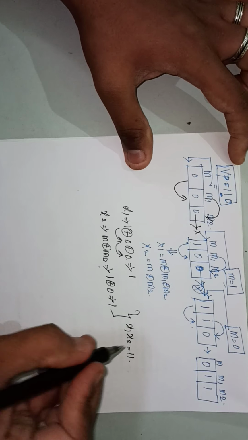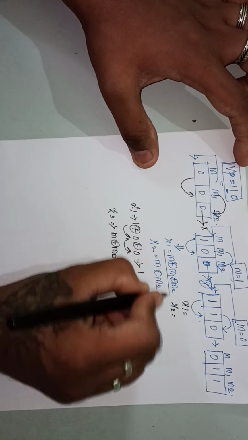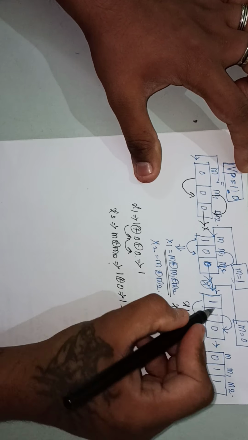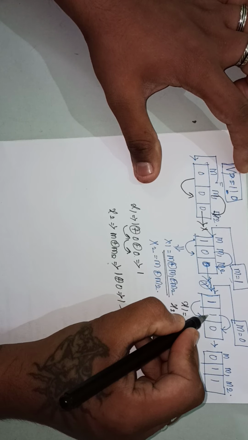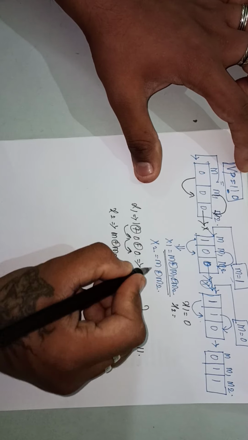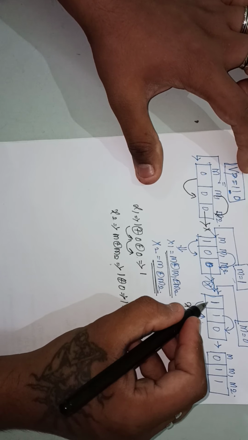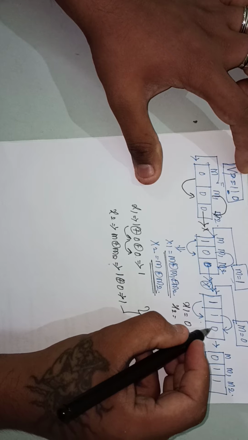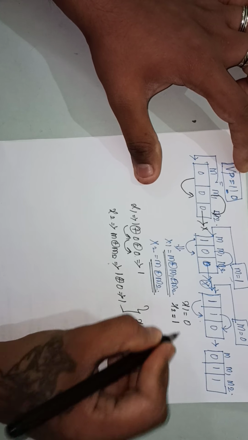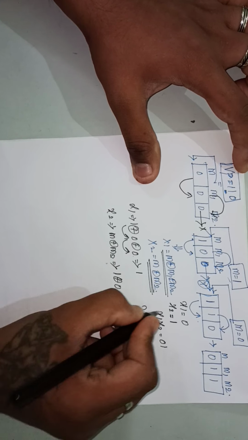And I am going to calculate the x1 x2 value at this stage. What is the x1 equation? m xor m1 xor m2. So 1 xor 1 will be 0, and 0 xor 0 will be 0 again. And what will be the value of x2? m xor m2, where the m value is 1 and the m2 value is 0. So 1 xor 0 will be equal to 1. So at this position x1 x2 is equal to 0 1.